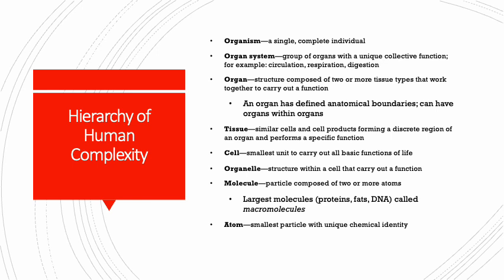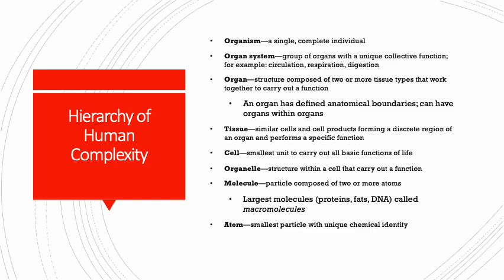Continuing on with our hierarchy of the body, the most complex thing at the very top of the hierarchy is an organism, which is the whole human. Next, we have the organ system, which is a group of organs that work together for a specific function or functions. Some systems have more than one function. Within the organ system, we have organs, which is the next thing down the list.